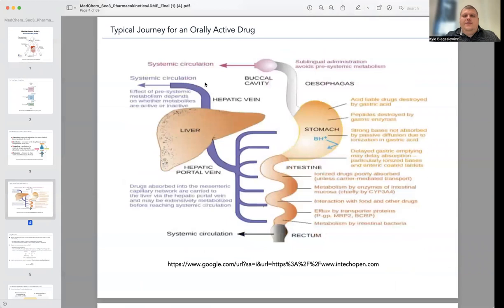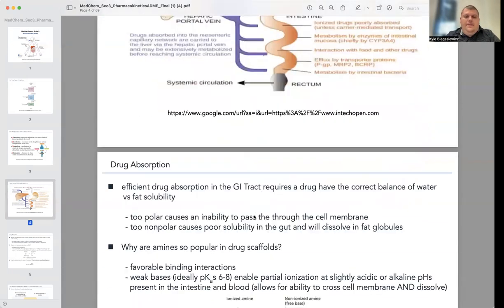Number 4, sort of the journey for an orally active drug isn't necessarily too important. You could probably almost just X this slide out, but at least having a working appreciation of what's happening and sort of having an appreciation for the importance of a prodrug, which is discussed in the next section, would be pretty important heading in.